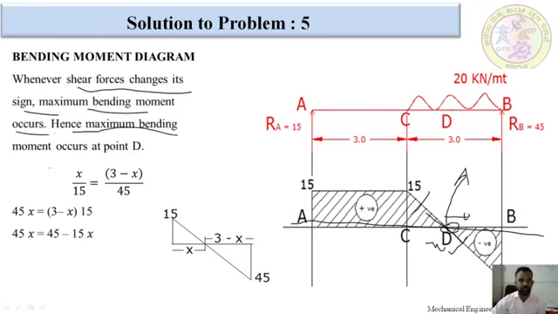Hence the maximum bending moment occurs at D point. I have already told that this one is the D point. This D point is where the maximum bending moment occurs.